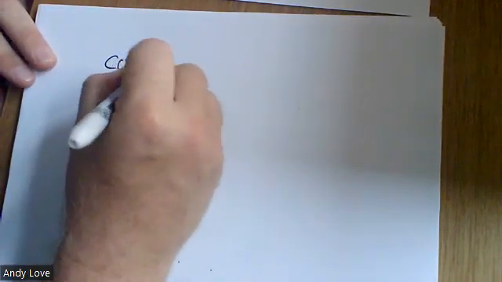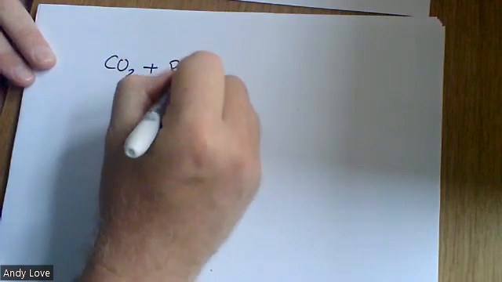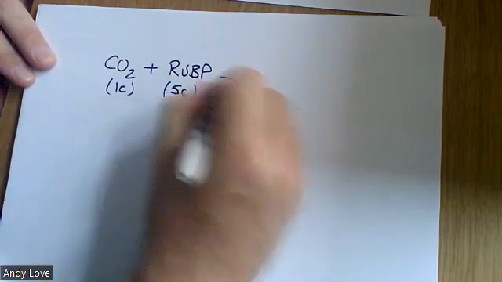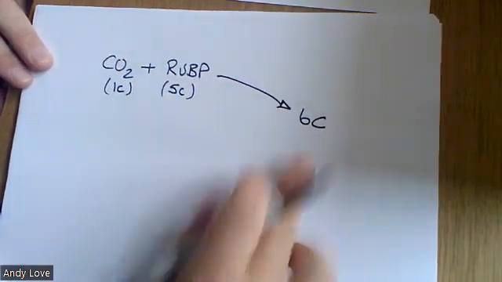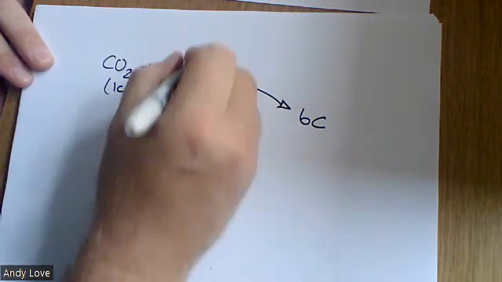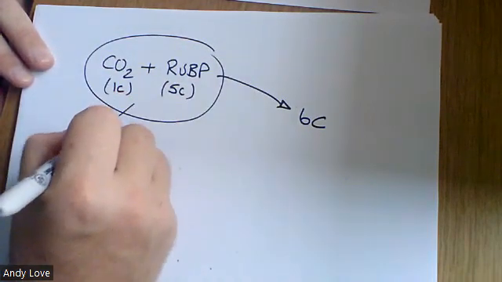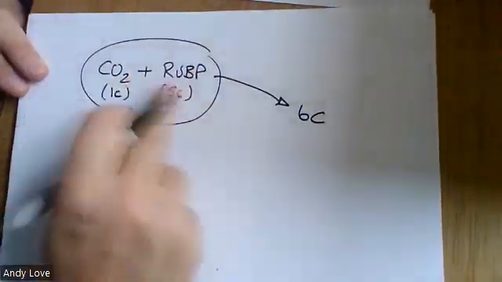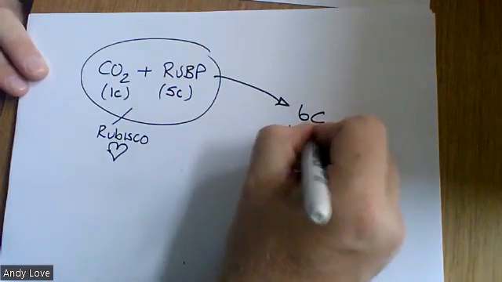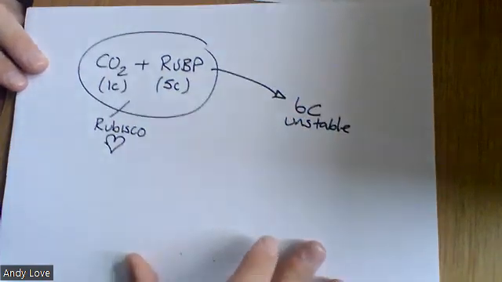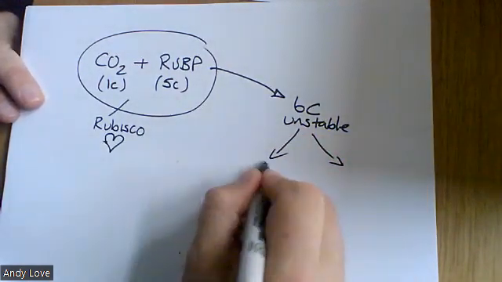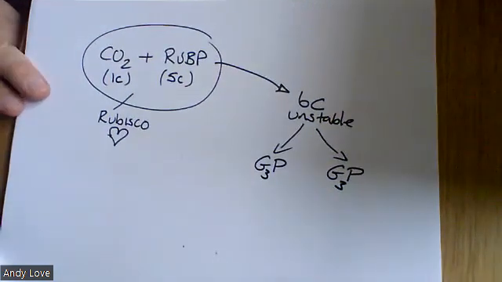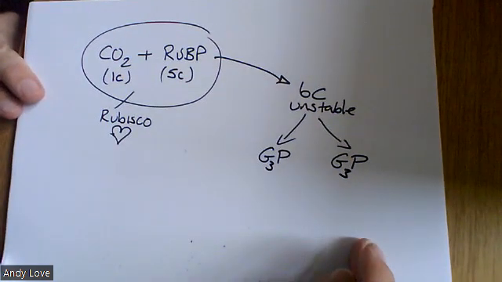Carbon dioxide joins on then with RUBP. 1 carbon plus 5 carbon makes 6 carbon. It's incredibly unstable and it's joined together by rubisco. Joins them together, but it makes an unstable 6 carbon. Who do you go and see when you're feeling a bit unstable? You go and see your GP. In fact, you go and see your GP 3 times to get it sorted. Always best to do it 3 times.